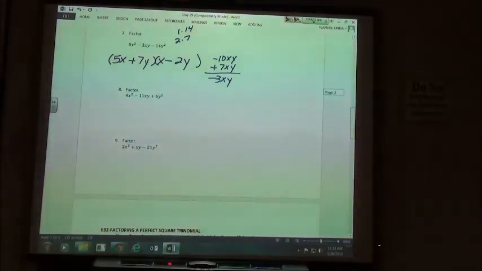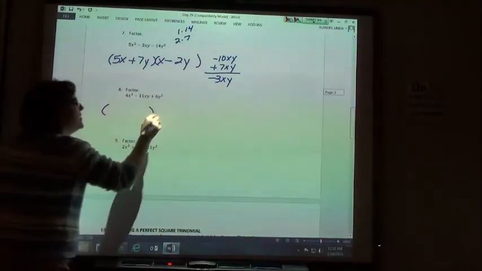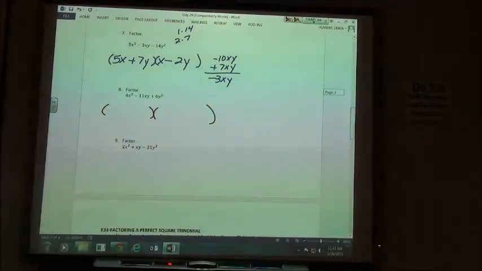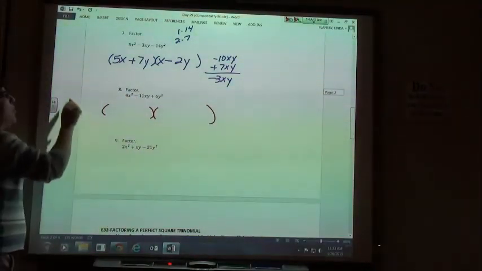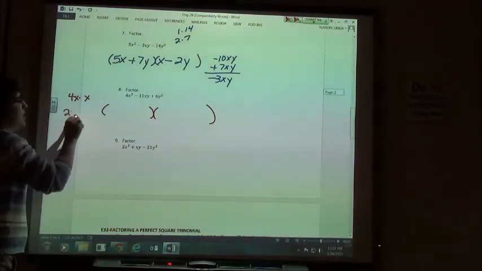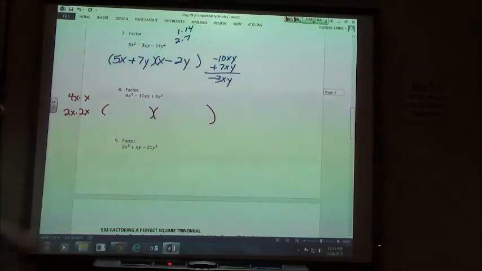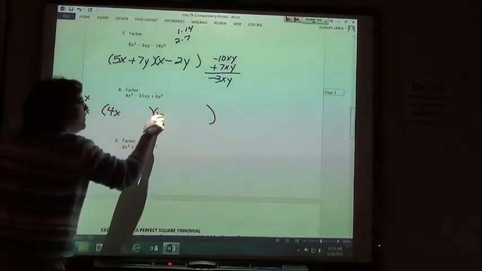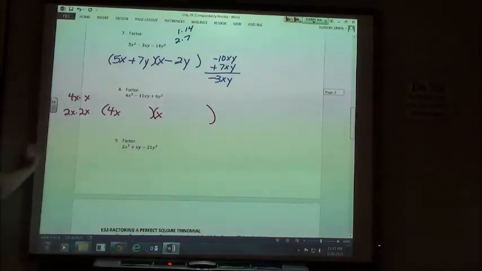Number 8, I'm factoring again. I'm going to have my 2 sets of parentheses. This is a trickier one again because I don't have a prime number in front. 4x squared could be 4x times x, but it might be 2x times 2x. And again, I'm just going to start with the 4x and the x. If that doesn't work at all, I'll have to go to the 2x and the 2x.